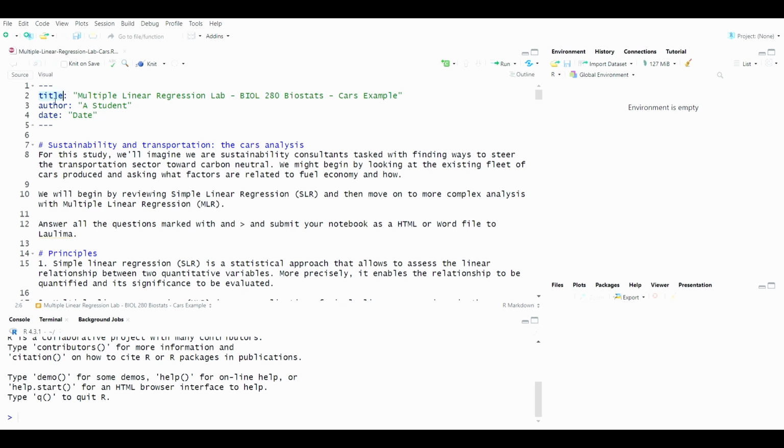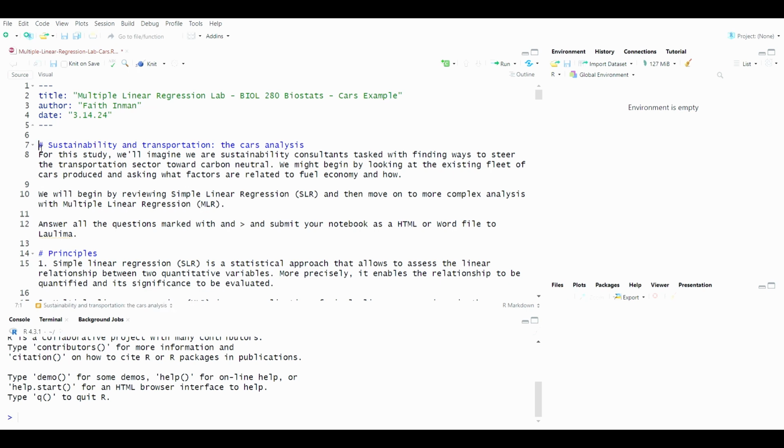So once you have it open, go to the title. You'll see this, Multiple Linear Regression Lab, CARS example, right? And you'll see author, a student. Type your name here, right? Then type the date. If you're doing this in class with Michelle and I, we can help answer questions for you, or you can do this on your own. I recommend doing it before class if you want to do it on your own though, so that if you do run into problems, you can come to class and get help. If you're doing it tomorrow, the date will be 3.14.24, which is Pi Day.